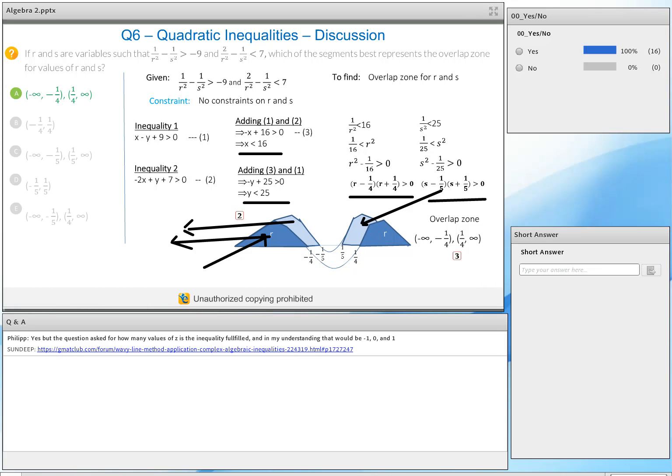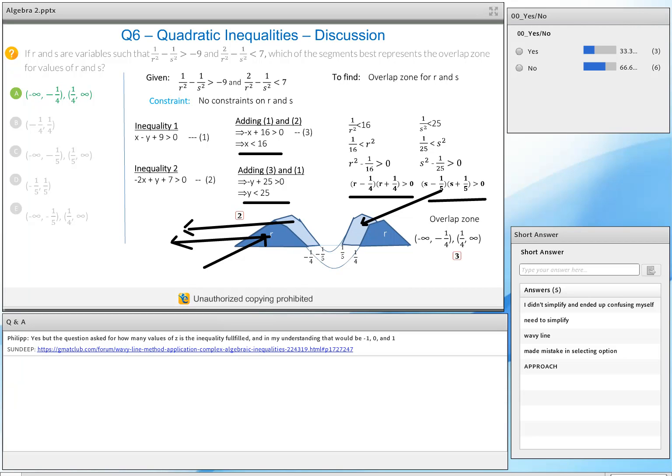So now tell me, what was complicated about this question? Is there any concept that you don't know? You know all the concepts, right? You know how to solve linear inequalities, you know how to solve quadratic inequalities, right? What you didn't do is apply the skill of simplifying.